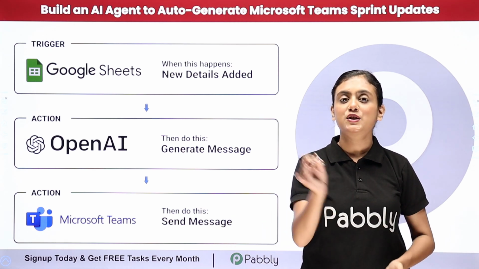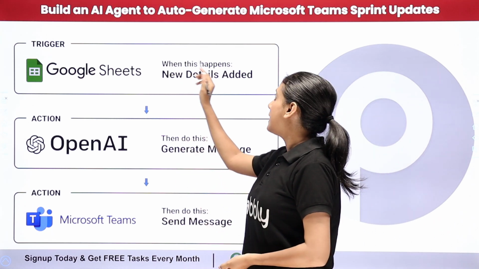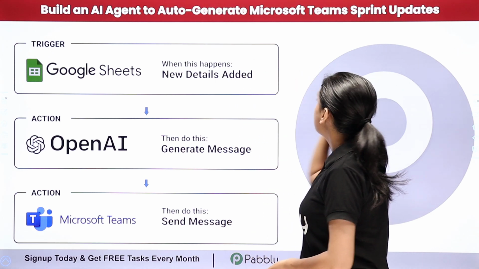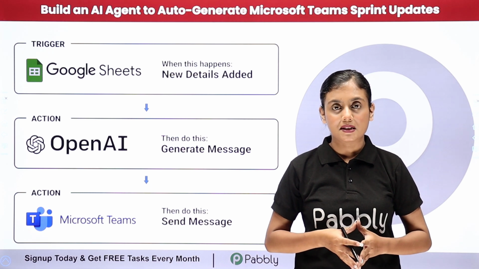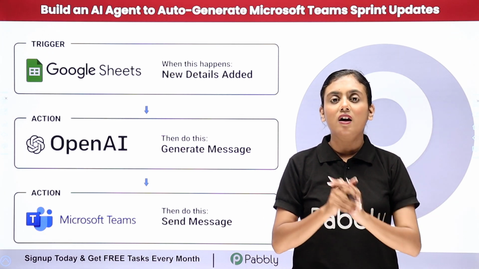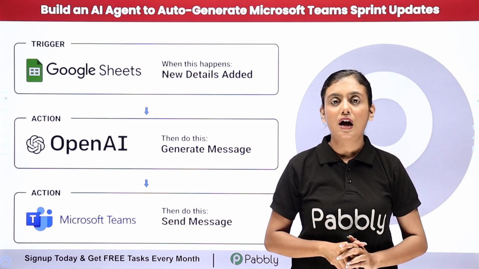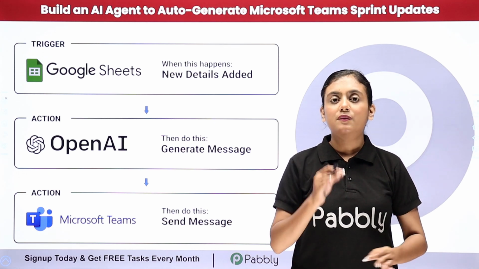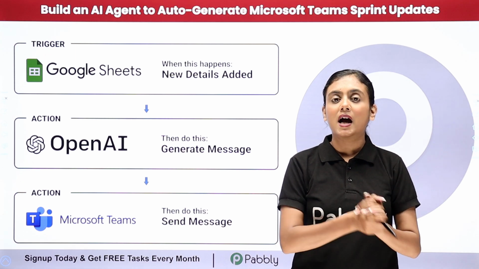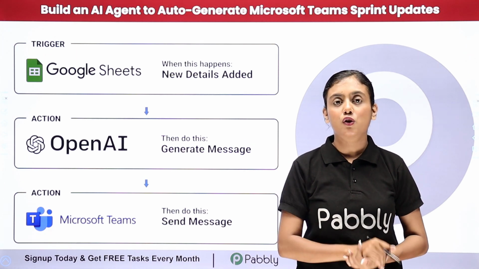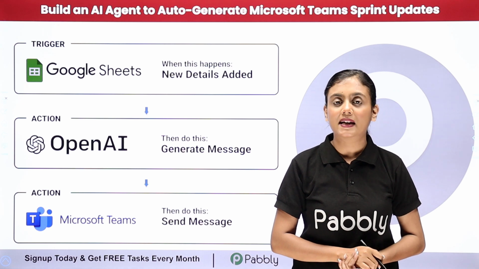To Pabbly. In this video, we're going to learn how to build an AI agent to auto-generate Microsoft Teams sprint updates. I am an owner of a software development business and we keep the record of all our sprint tasks and progress in our Google Sheets. So over here, every time a new update is there in our sprint task, I have to manually notify my team on my Microsoft Teams, which is a very time-consuming and hectic task.